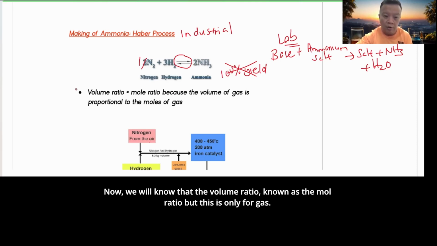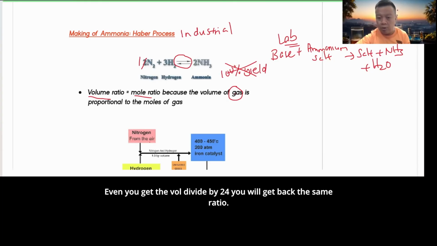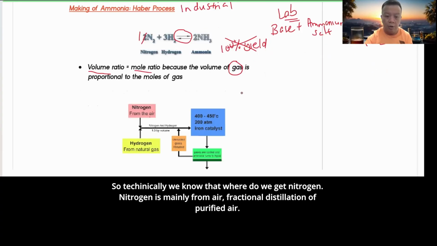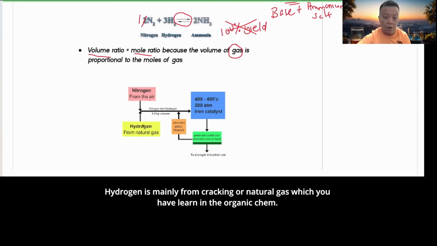Now, the volume ratio is also known as the mole ratio, but this is only for gases, because one mole of any gas occupies 24 dm³ of space. So even if you get a volume, you divide all by 24 and come back to the same ratio. Where do we get nitrogen? Nitrogen is mainly from air, by fractional distillation of liquefied air. And hydrogen is mainly from the electrolysis of water or cracking of natural gas, which you're going to learn in organic chem.